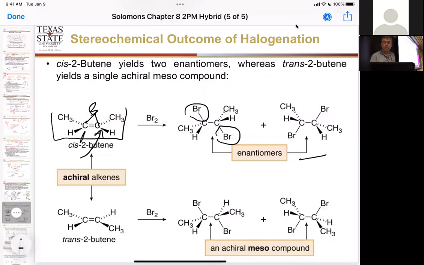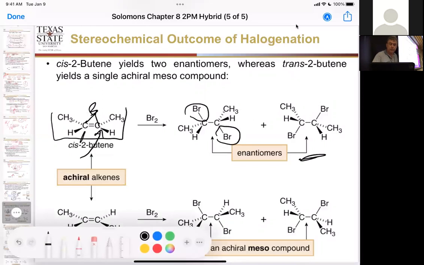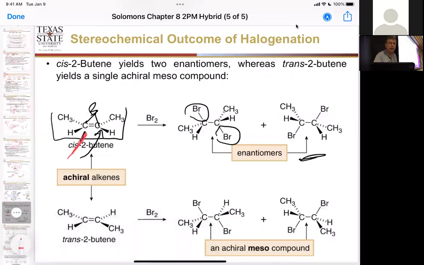And this is the one where the bromine, let's change colors, when the bromine attacked on the other carbon, it gave the other isomer. See the bromines on the bottom here? And again, they're still trans. Turns out, because of this, the cis butene gives us a pair of enantiomers. And it's a 50-50 mixture. There's nothing we can do about controlling it.